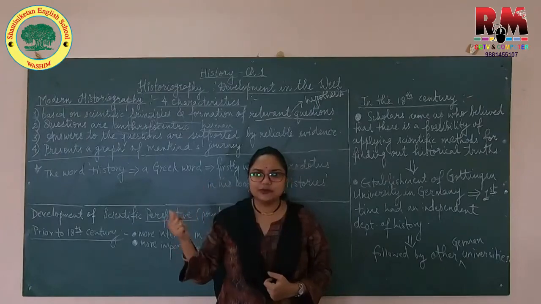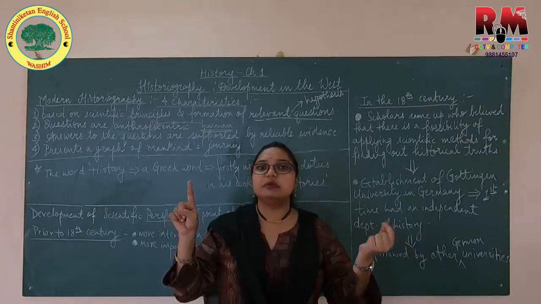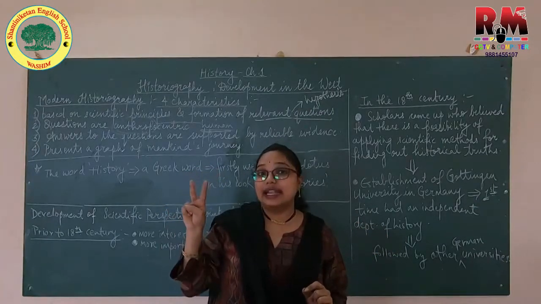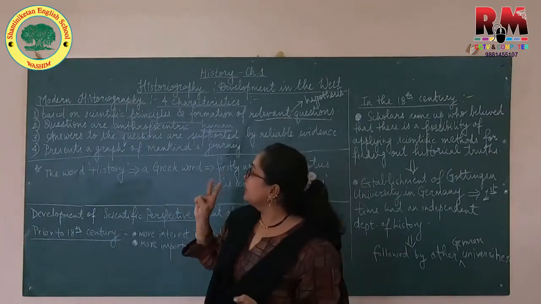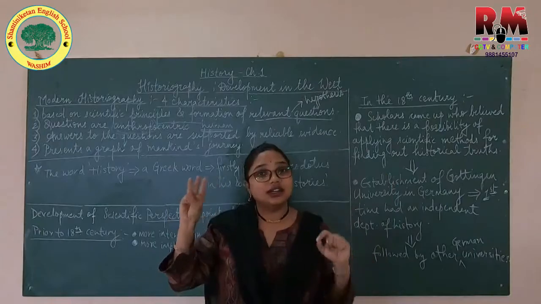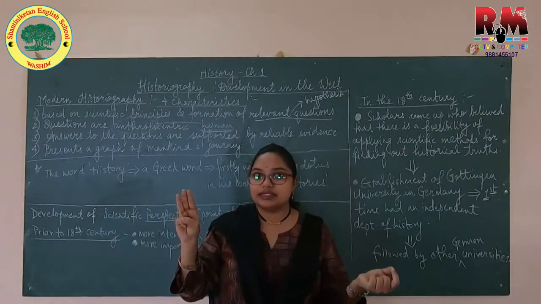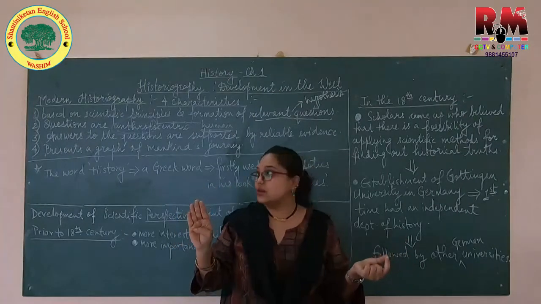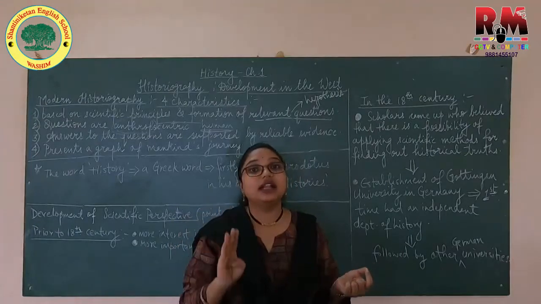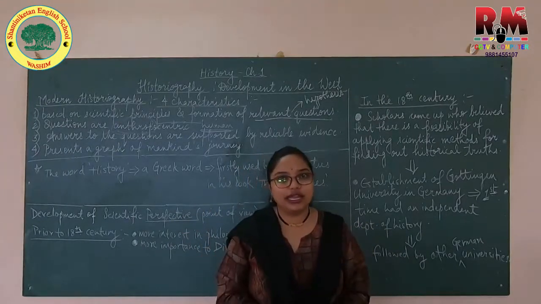Let's take a quick revision. First characteristic is that modern historiography will always be based on scientific principles which will ask relevant questions. Second characteristic is what? That questions will be anthropocentric, revolving around human life. Third is what? The answers to the questions will be supported by reliable evidence. And fourth is what? Modern historiography will always present a graph of mankind's journey. So we have a quick revision of all the four characteristics.